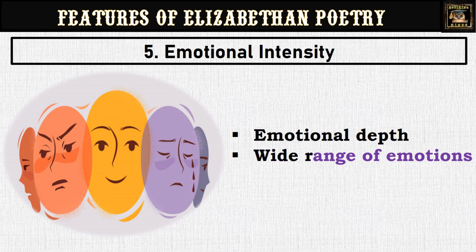Elizabethan poetry is characterized by its emotional depth and intensity, particularly in the works exploring the themes of love, longing, and despair. The poets infused or added in their poems passion, expressing a wide range of emotions from ecstasy to heartbreak with sincerity and utmost energy.